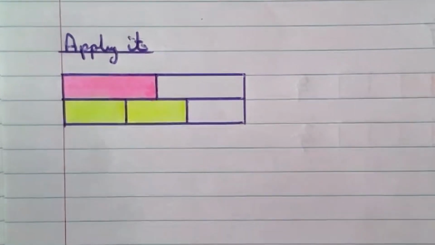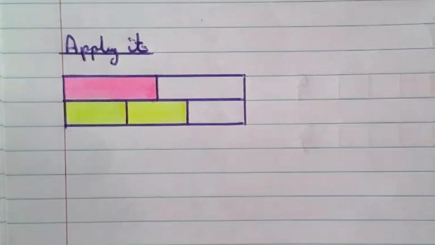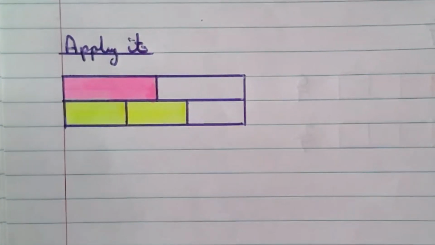Okay, so going through the apply it here, you've got 2 bars. We've got one on the top, we've got one on the bottom. And what I'm asking you is, can you explain why these do not show equivalent fractions? Have a go on the next slide.